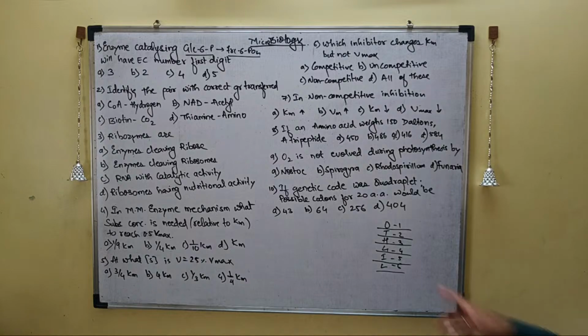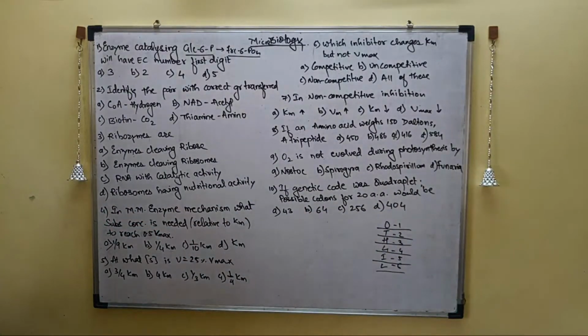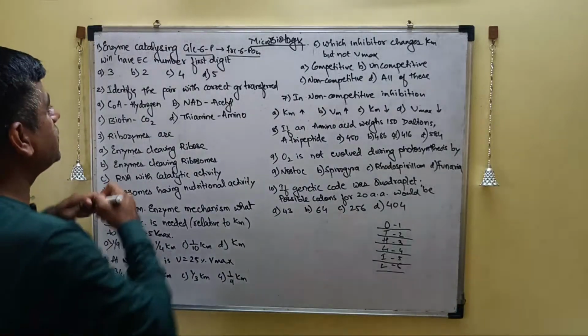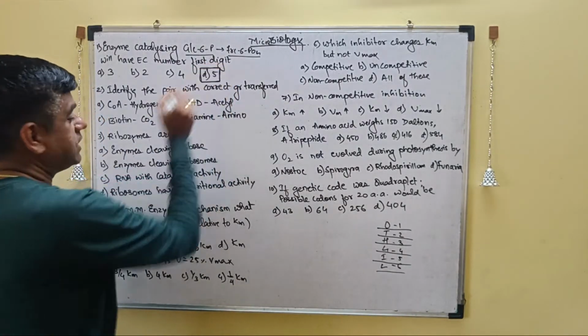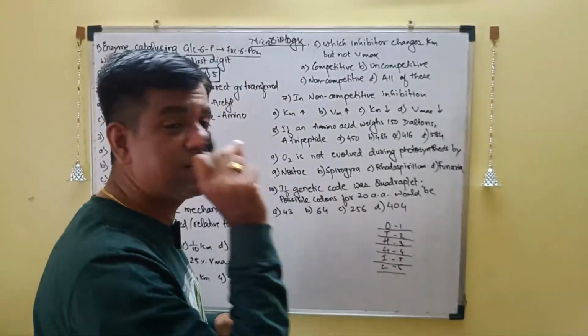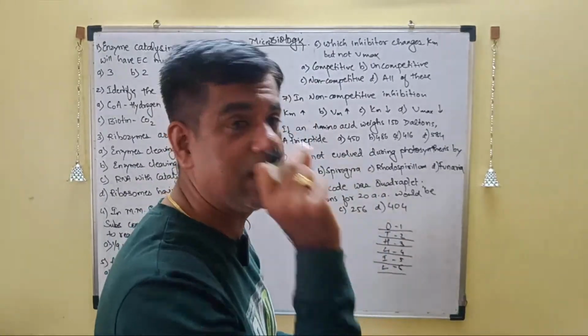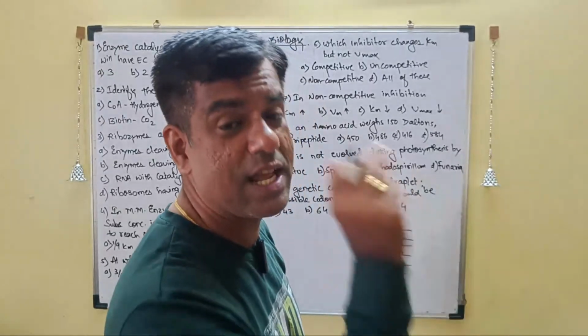Yes, can you tell where isomerase is? Anyone? Isomerase is your class 5. So isomerization, remember: oxidoreductase, transferase, hydrolase, lyase, isomerase and ligase.